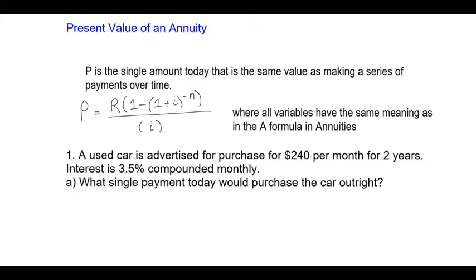And all the variables that we have have the same meaning as what we used to have in the A values. Now you'll notice that the negative n is there. It means that we're actually going back in time.